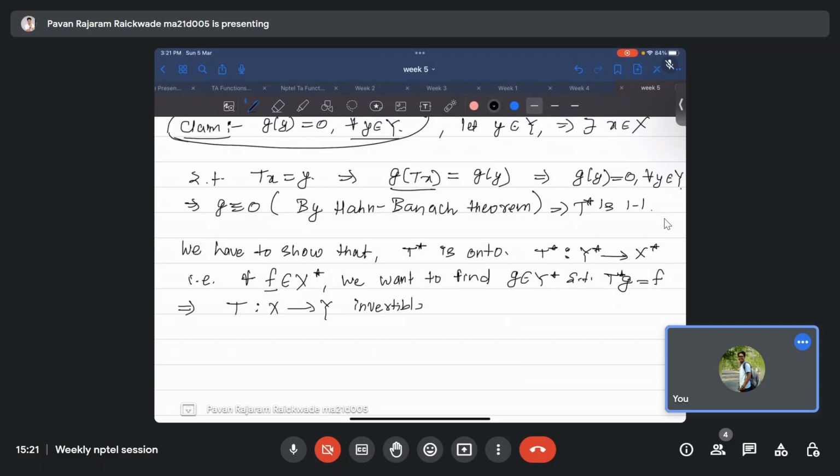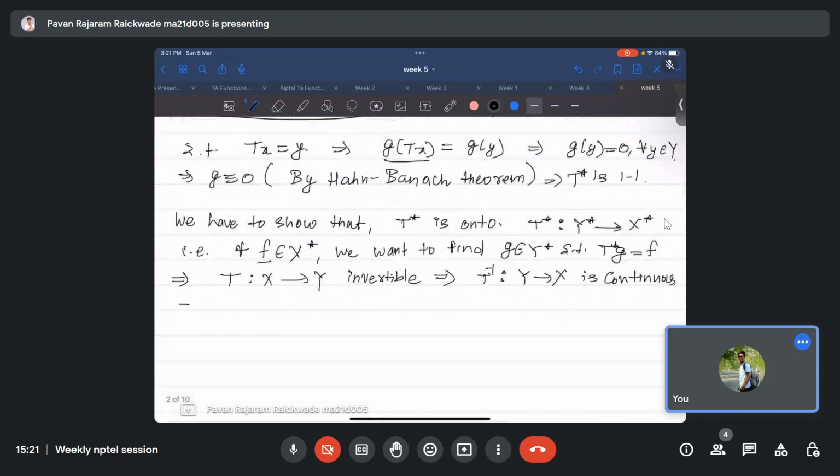That means T inverse from Y to X is continuous. Okay. So now I'll consider this G as F composite T inverse. Where will this be from? Y to R, right? This will be from Y to R.